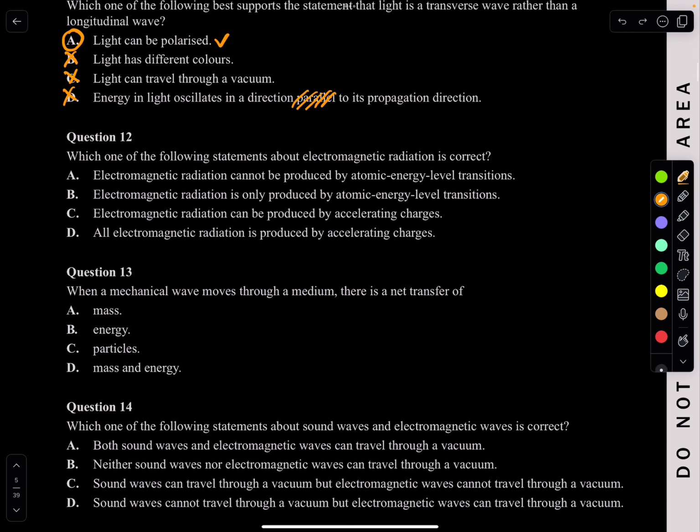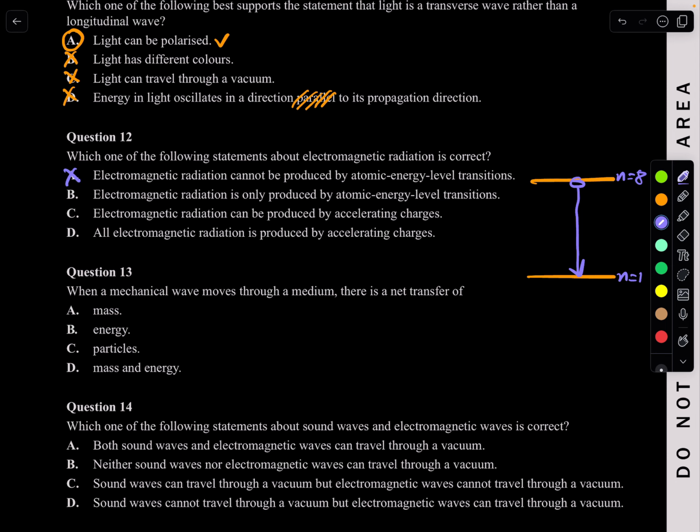12. Which of the following statements about electromagnetic radiation is correct? A, electromagnetic radiation cannot be produced by atomic energy level transitions. Yes, it can. Say an electron goes from a high energy state, like n equals 8, to a ground state. When it goes down, it releases energy in terms of photons, which is electromagnetic radiation. Yes, we can actually produce electromagnetic radiation. So A is wrong.